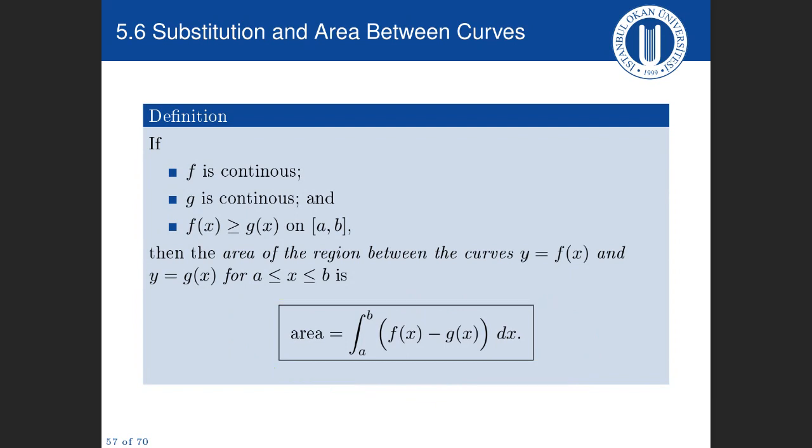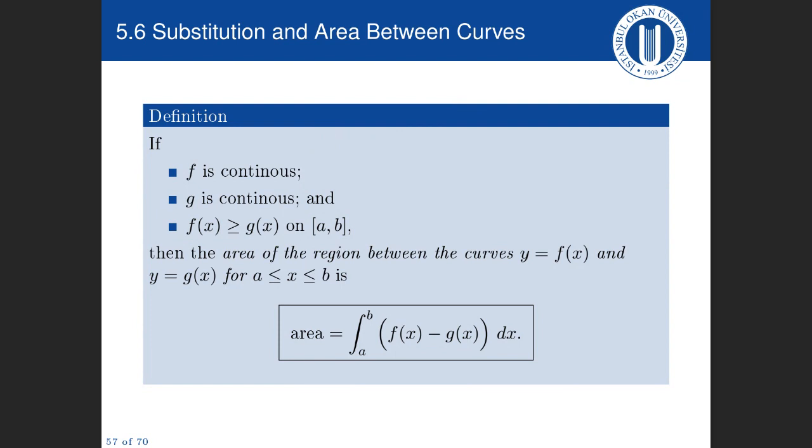Now let's go through the details. If f is continuous, if g is continuous, so not weird functions, nice continuous functions, we need f to be bigger than g on the area that we are integrating. We don't care what happens over to the left. We don't care what happens all the way over to the right. We only care what happens between a and b. And between a and b, the bigger function needs to be f, and the smaller function needs to be g. Why? Because we're doing f minus g. It needs to be big function minus small function.